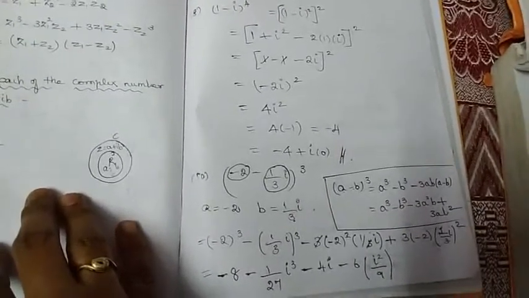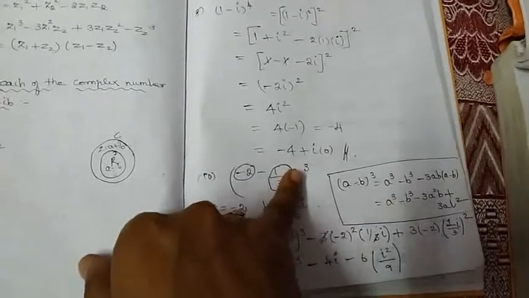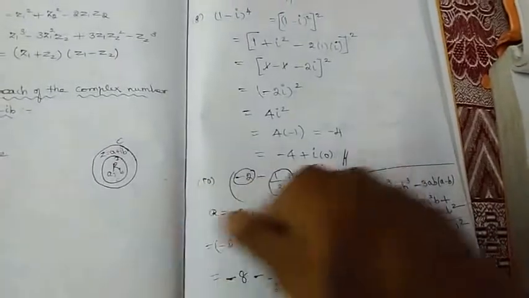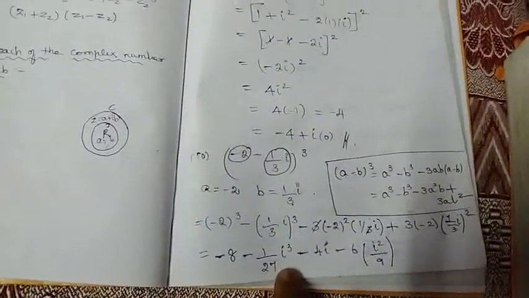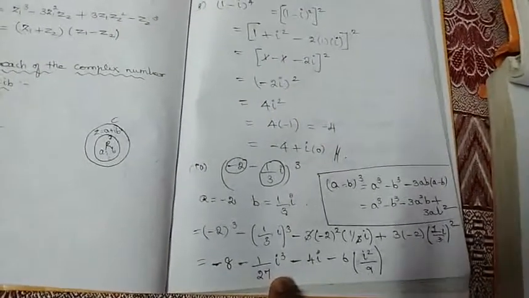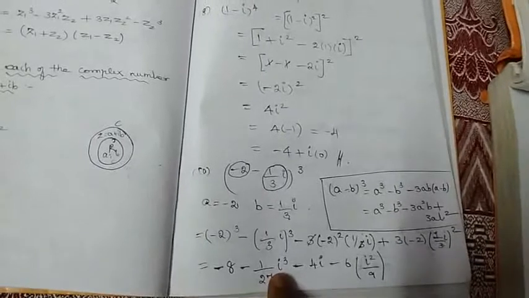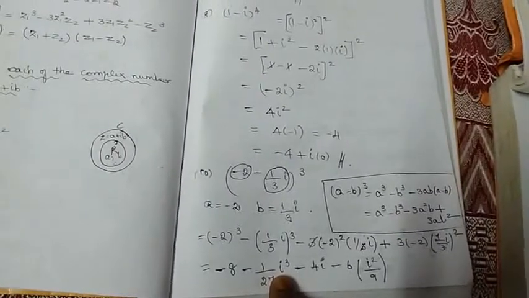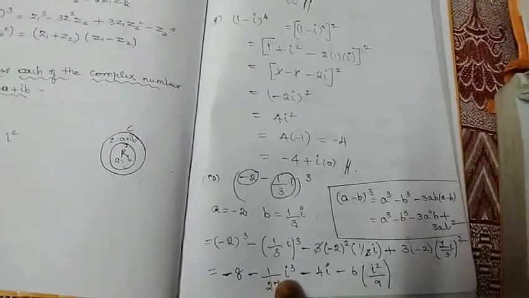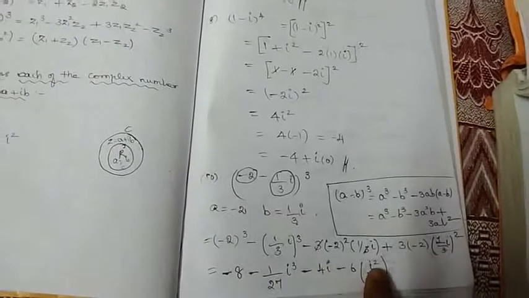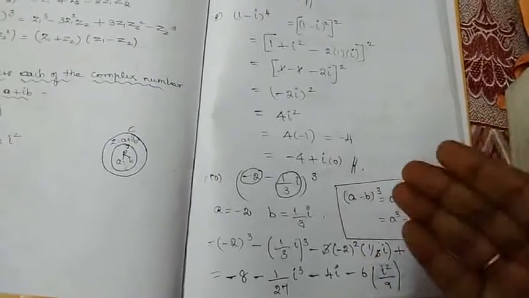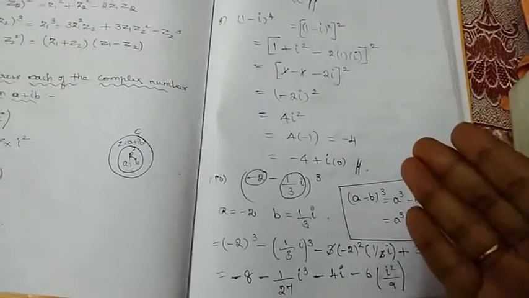Hope you remember all these things. Here, the (a − b)³ identity: a³ − b³ − 3a²b + 3ab². You have to expand and then resolve. If you have more than one power of i, you have to simplify and then only give your answer. Here we have i³, you should not leave it as such because we know the value of i² is −1. So it can be written as −1 into i, which is nothing but −i. And here the value of i² is −1. So when you have more than one power of i, you have to simplify and then only give your answer, right?